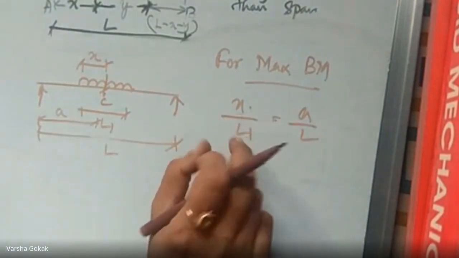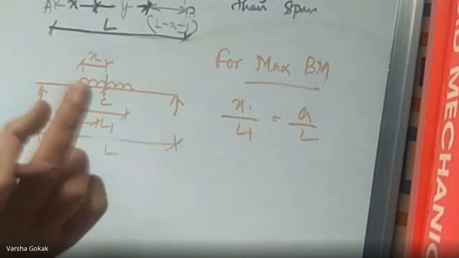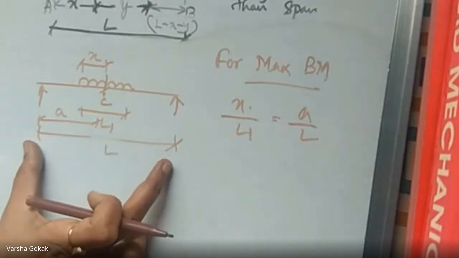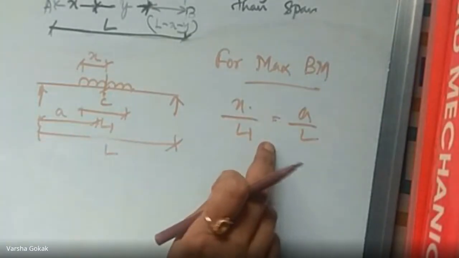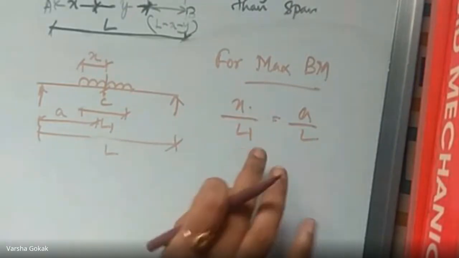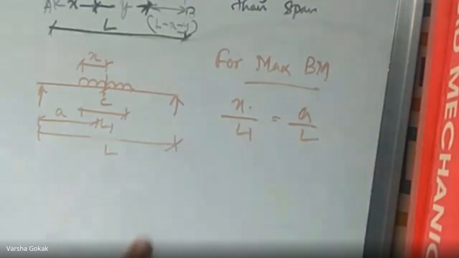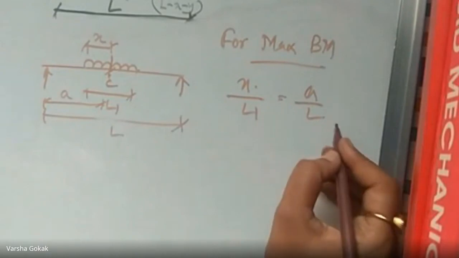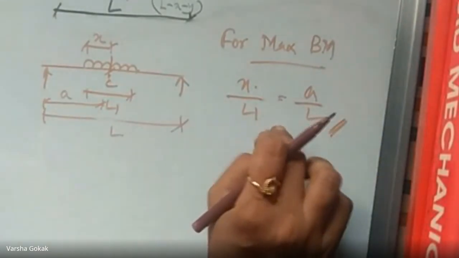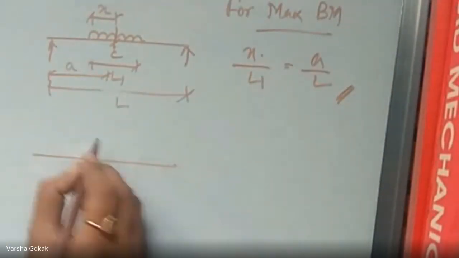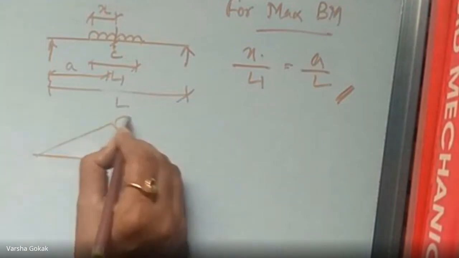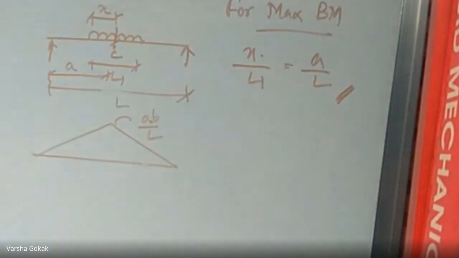So in this case, our figures are going to be A, L1 and X only. But when we are doing the numerical, we will be aware of L1, A and L also. Only one will be unknown here in a real time example. But here this will remain as it is. So this is the condition to get the maximum bending moment. When I draw the bending moment diagram, it is going to be like this with AB by L, correct?